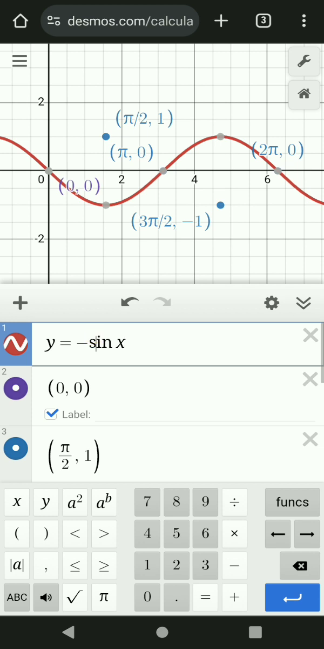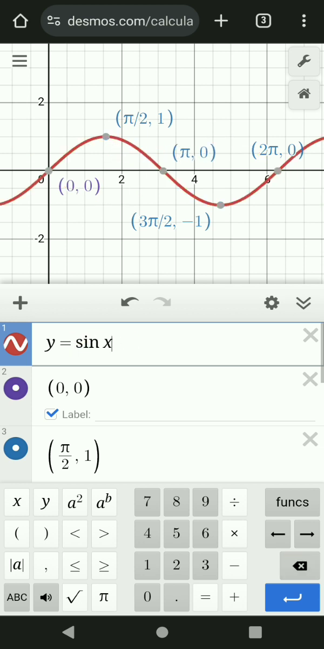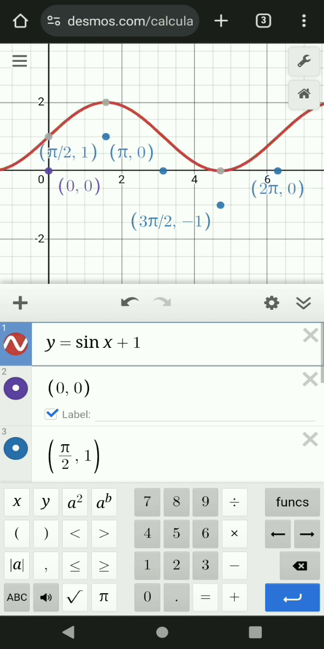Next, we will see if we add, we will manipulate its domain. So we have plus 1. What happens here is it moves 1 unit upward, right? It moves 1 unit upward.